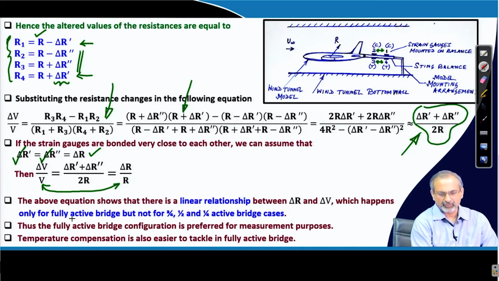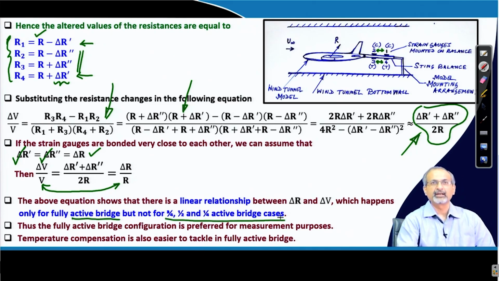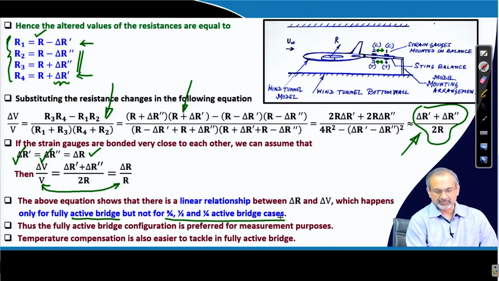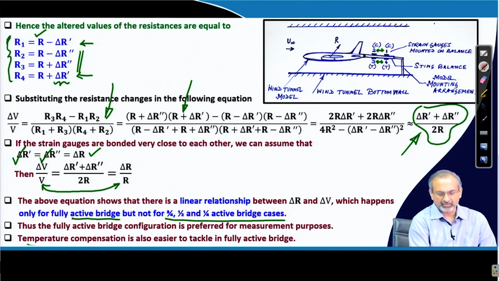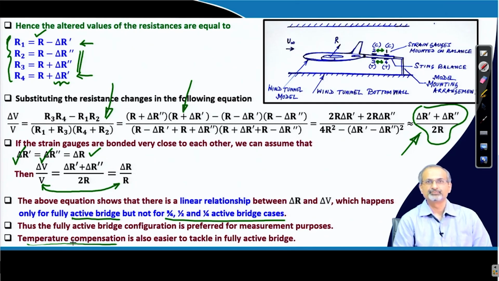This happens for a fully active bridge. It is not going to happen if you operate at 3/4, half or quarter active bridges. Thus, the fully active bridge configuration is the preferred one for measurement purposes. Additionally, we find that there is temperature dependence of resistance. Now, if all of them are active, even temperature compensation is easier to do in such a bridge.